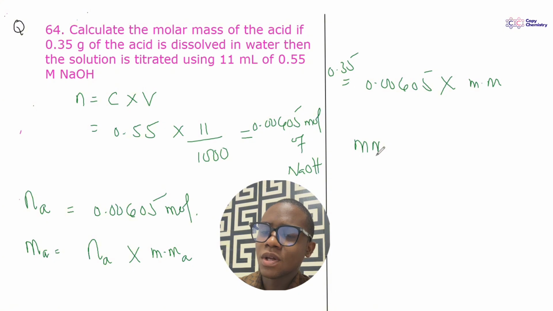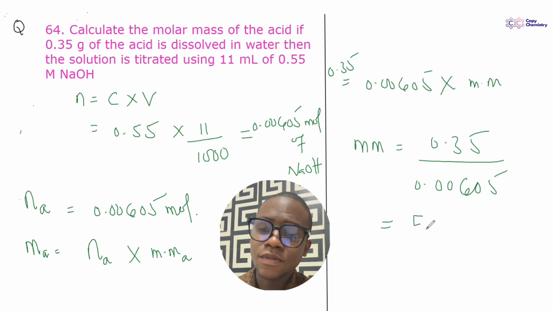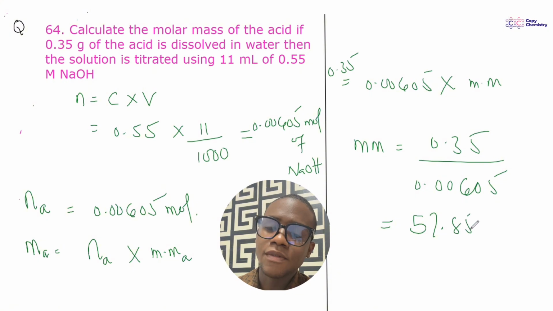So now we can calculate conveniently the molar mass of the acid by saying 0.35 multiplied by 0.00605. If you do that, you would have about 57.85 grams per mole. And that will be the answer to the question.